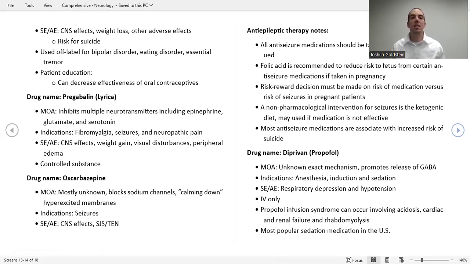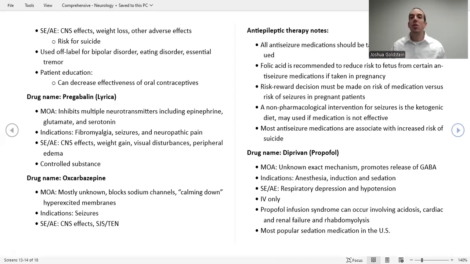Next, we have drug classes, drug name is oxcarbazepine. And this medication is mostly not known how it works. Again, with that block in the sodium channels, which calms down the hyperexcited membranes. The same thing we've been talking about. I just wrote it a little bit differently here. The indications of this is, again, this is a seizure medication. Again, the CNS effects. Again, we have the SJS/TEN adverse effect that we need to be aware of.